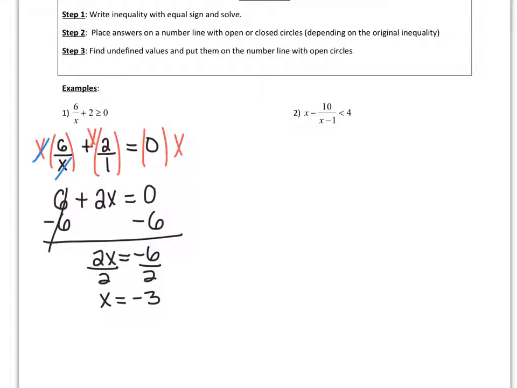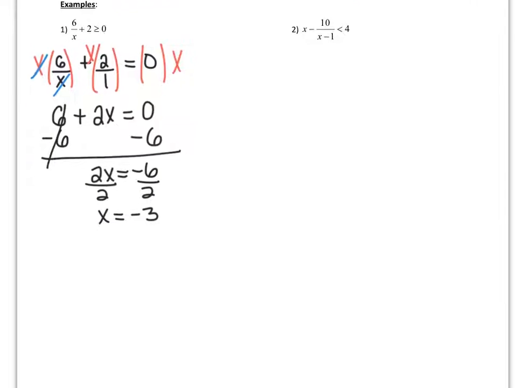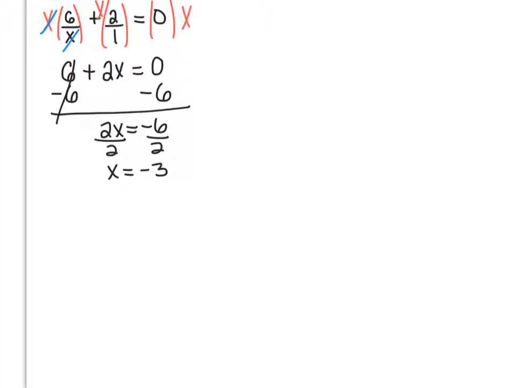Now what we're going to do is place this answer on a number line with an open or closed circle depending on the original inequality. Because the original inequality has a greater than or equal to sign, we're going to use a closed circle. Then it says to find the undefined values and put those on the number line with open circles. Undefined values always have open circles because they cannot equal it. So it can't equal 0, so it has to be an open circle. So let's actually switch those two steps and find the undefined values first.